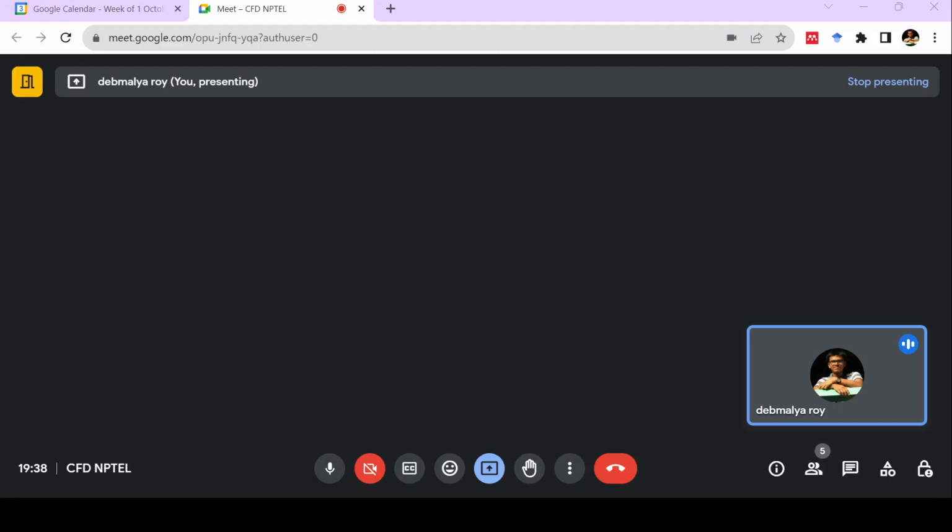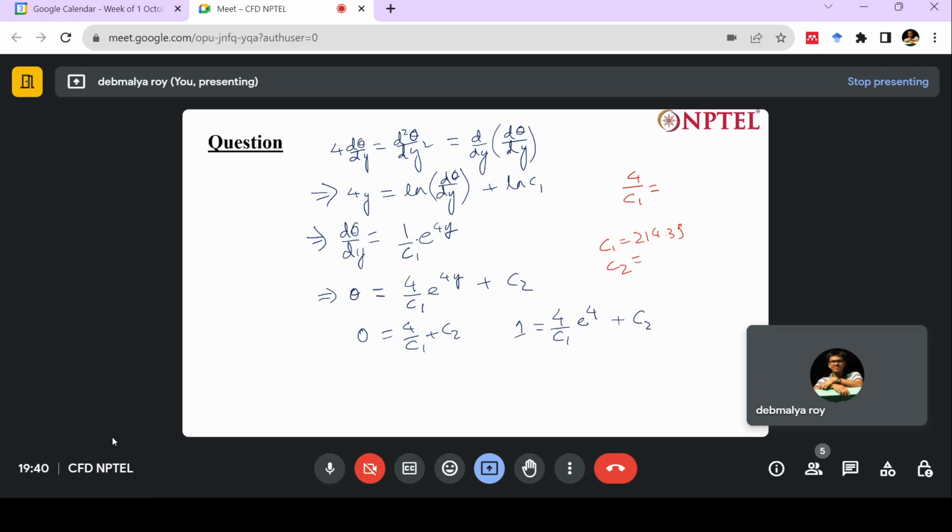So is it the same value? Yes, is it the same value? So which one, sir? This 4 by C1, what is the value of this? No, just tell me the value of 4 by C1. 4 by C1. Okay, okay.